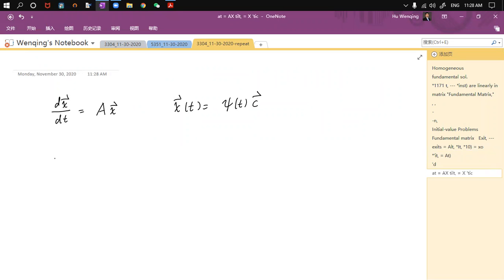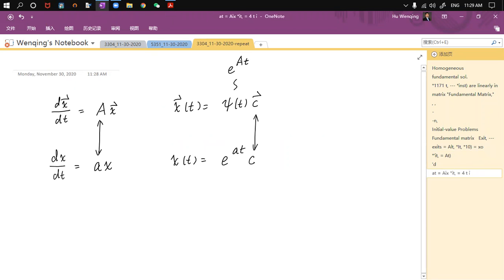But if you compare this equation with the scalar equation, dx/dt is a x, then you're going to see that x(t) is equal to c times e^(at). But I'm going to write this c times e^(at) as e^(at) multiplied by c. Then you can see that the capital A, the matrix, corresponds to the scalar small a. So that means somehow you should replace Ψ(t) by e^(At), where e^(At) means that you raise the matrix A multiplied by t to an exponential. So this is very hard to explain what this actually is.